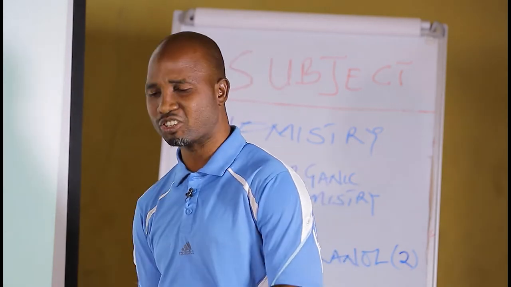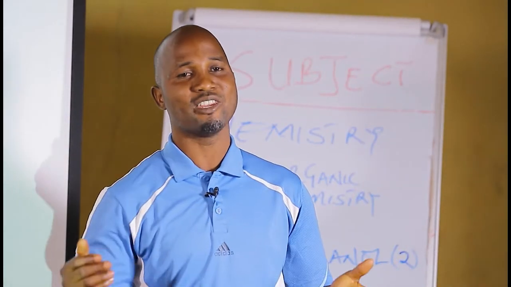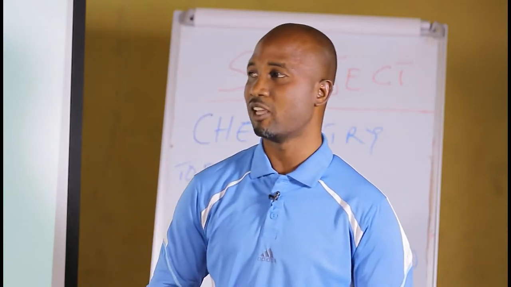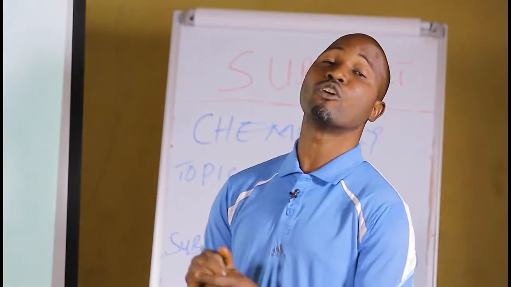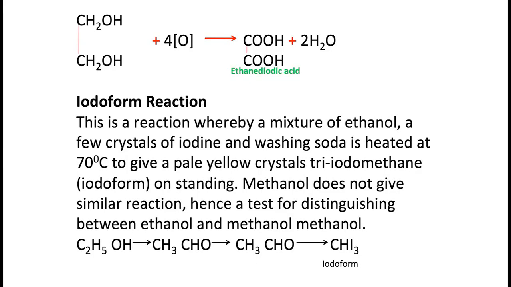I'll quickly take this reaction because it came out in the just concluded WAEC examination under the practical aspect, where you were to test for the functional group alkanol. It's called the iodoform reaction. This is a reaction whereby a mixture of ethanol, a few crystals of iodine, and washing soda is heated at 70 degrees to give a pale yellow crystal of triiodomethane, which is known as iodoform. On standing, methanol does not give the similar reaction.